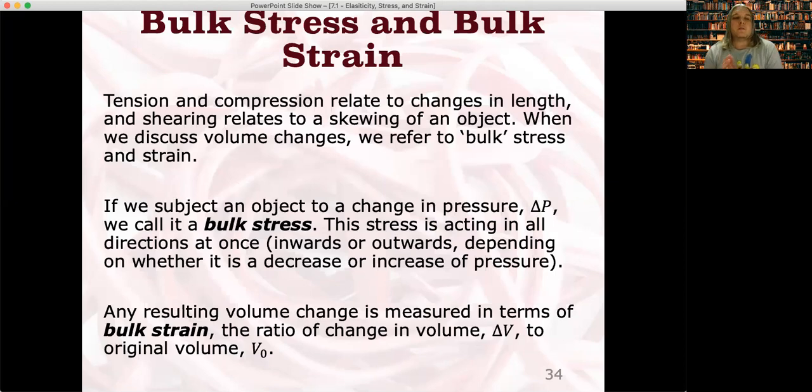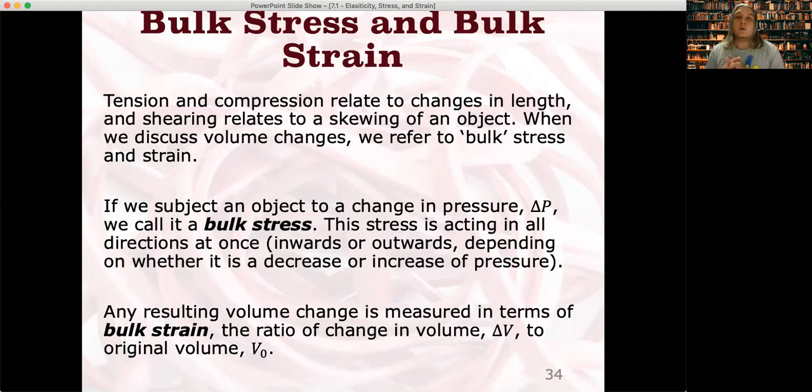The bulk stress and bulk strain are the terms we use when we're discussing volume changes. So we had stress and we had strain, but again, those were all one-dimensional terms. So we bring in this new term, bulk stress and bulk strain. If we subject an object to a change in pressure, then it's a bulk stress. The stress is acting in all directions at once, all three dimensions, not just one of them, and any resulting volume change is a bulk strain.